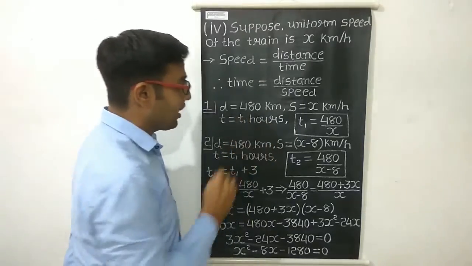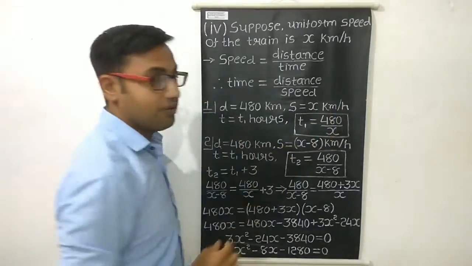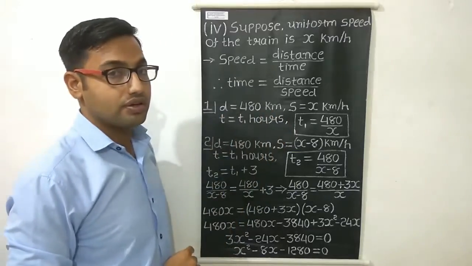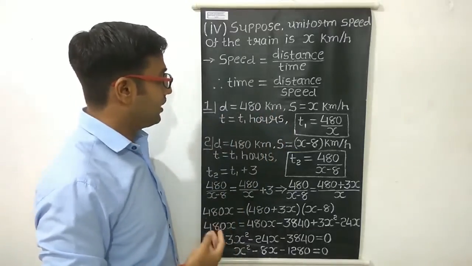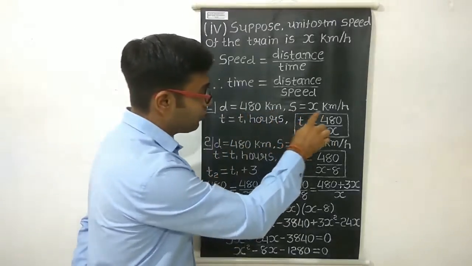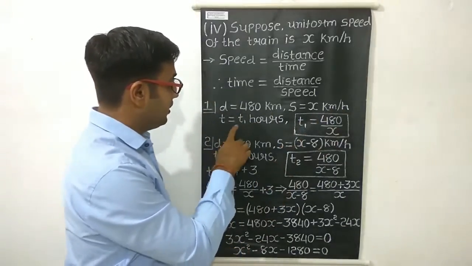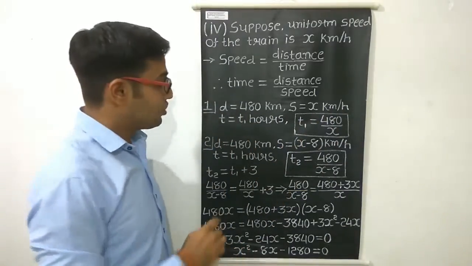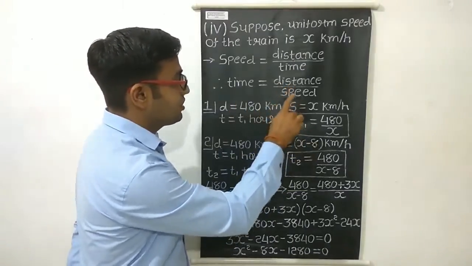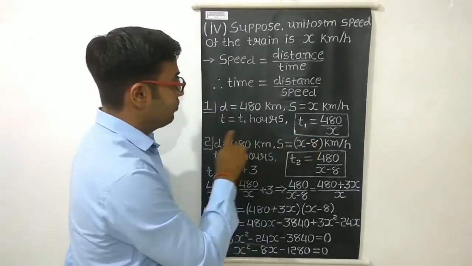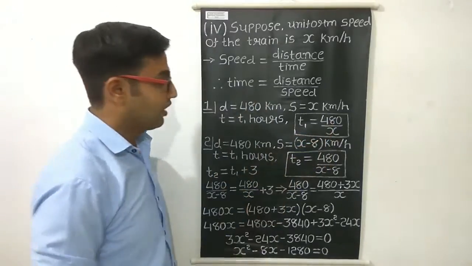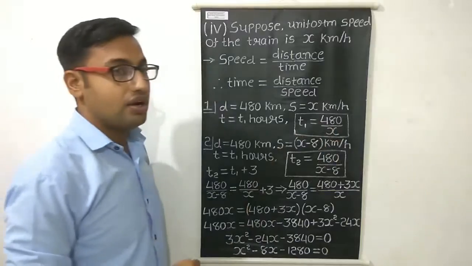So in t1 hours of the time, if the speed is x kilometer per hour, then the train will cover the 480 kilometer distance. Or in another way, we can say that to travel the 480 kilometer distance at x kilometer per hour speed, the train takes t1 hours of the time. So we can write the time t1 is equal to, we know that time is equal to distance over speed. So t1 is equal to distance 480 kilometer and speed x kilometer per hour. So t1 is equal to 480 upon x.